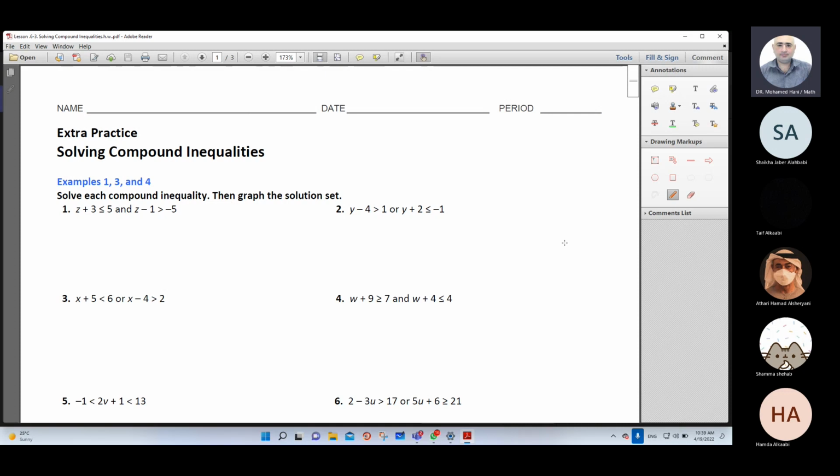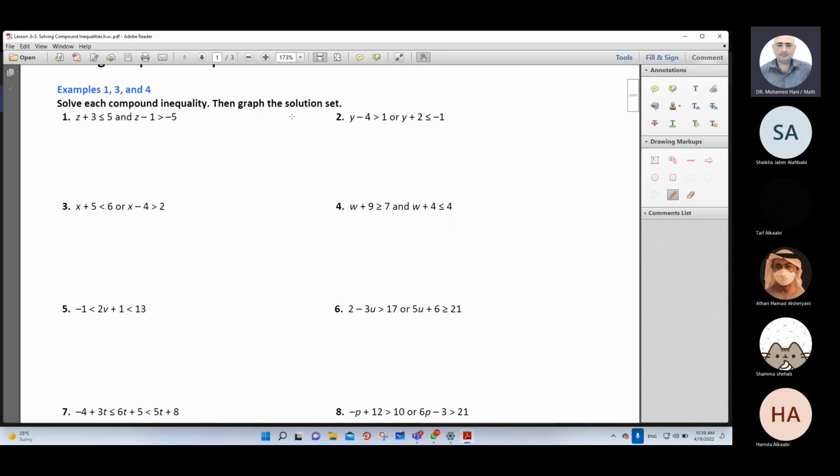Math grade 9, Algebra 1. We are in module 6, lesson 3, solving compound inequalities. We want to continue our work. In this lesson, we have today extra practice. And the question: solve each compound inequality, then graph the solution set.